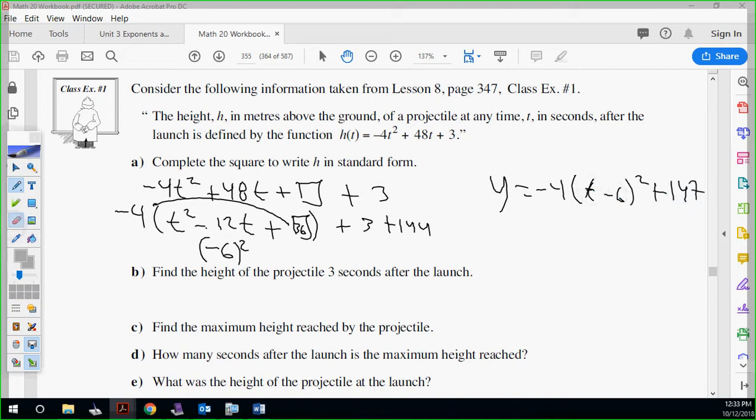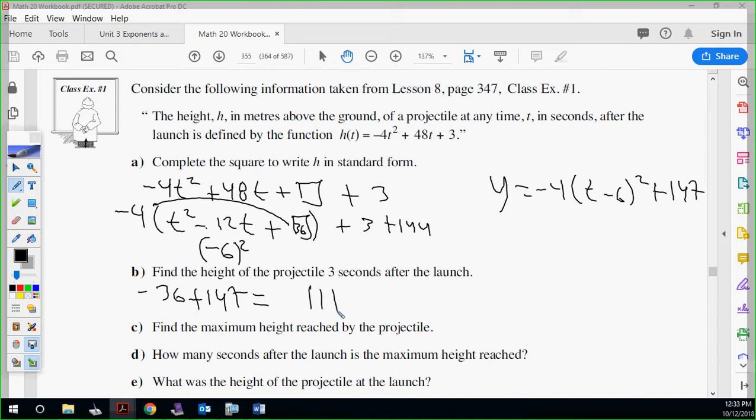The things that we can pick up from this: if it says find the height of the projectile at 3 seconds after launch, we still just put 3 in here. 3 minus 6 is -3. Plug in 3 in here if you're not following me. 3 minus 6 is -3. -3 squared is 9. 9 times -4 is -36. So it's -36 plus 147. That's going to give me 111.